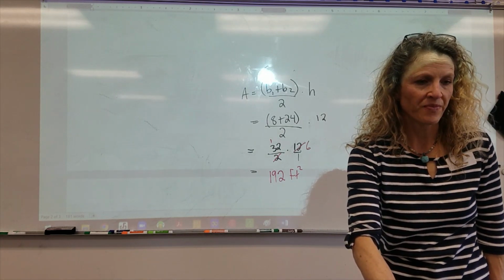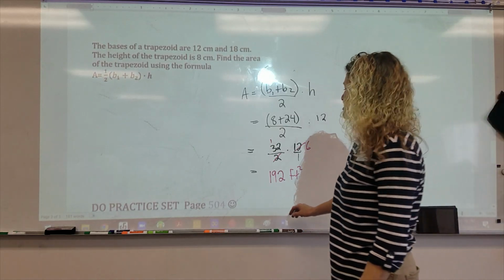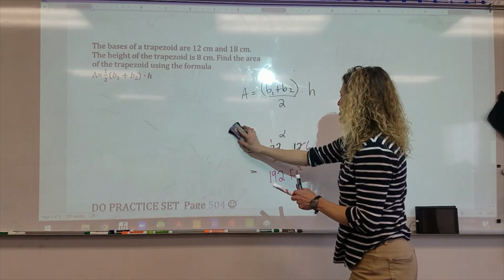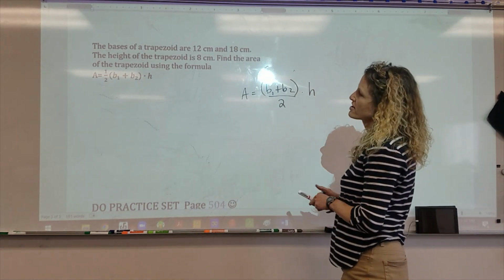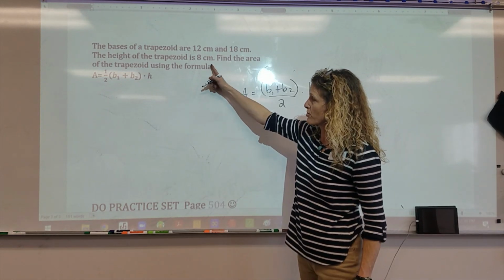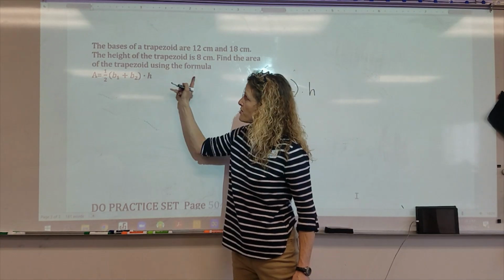Let's do another one. This is the last one. This time they don't draw it for us. We have to come up with our own drawing. I'm going to leave the formula there. It says the bases of a trapezoid are 12 centimeters and 18 centimeters. The height of the trapezoid is 8. Find the area of the trapezoid using the formula.